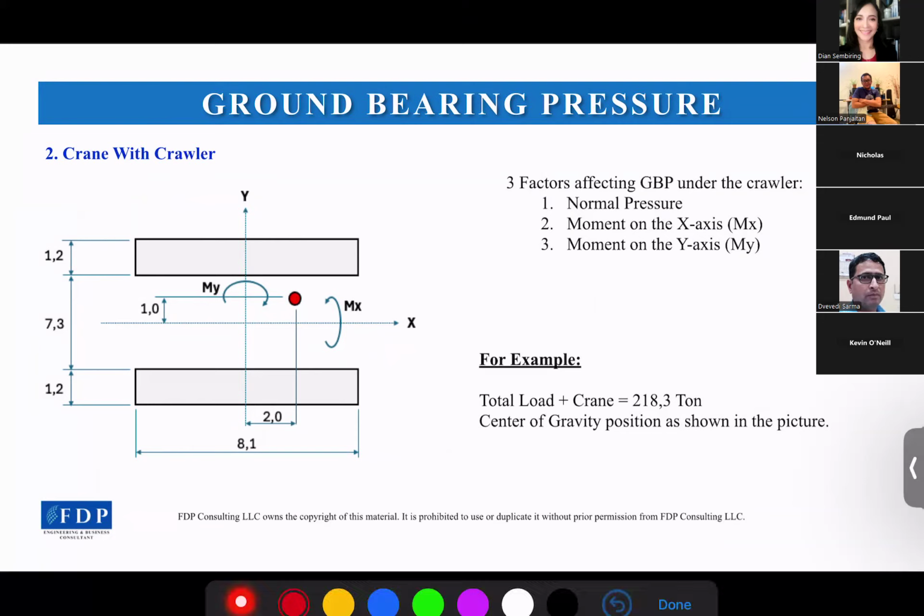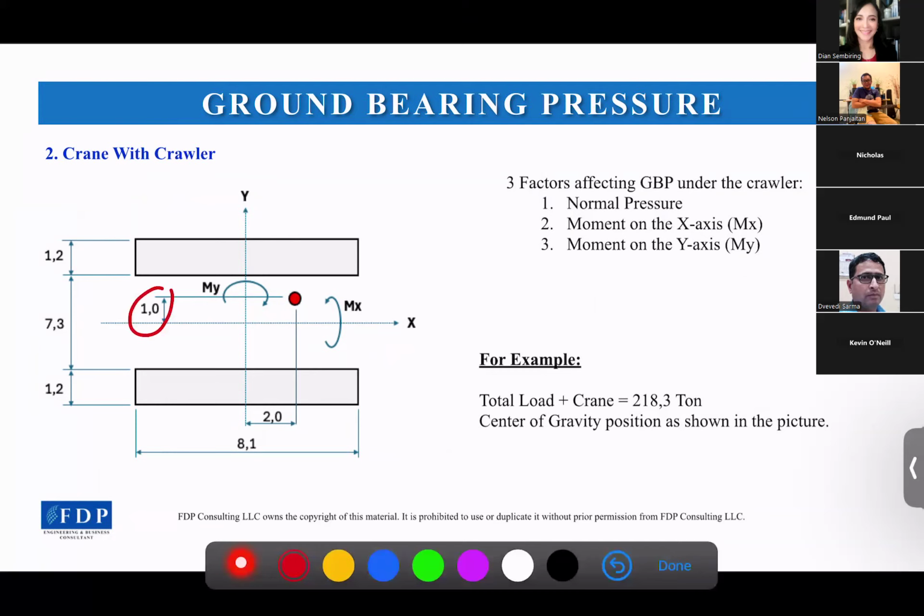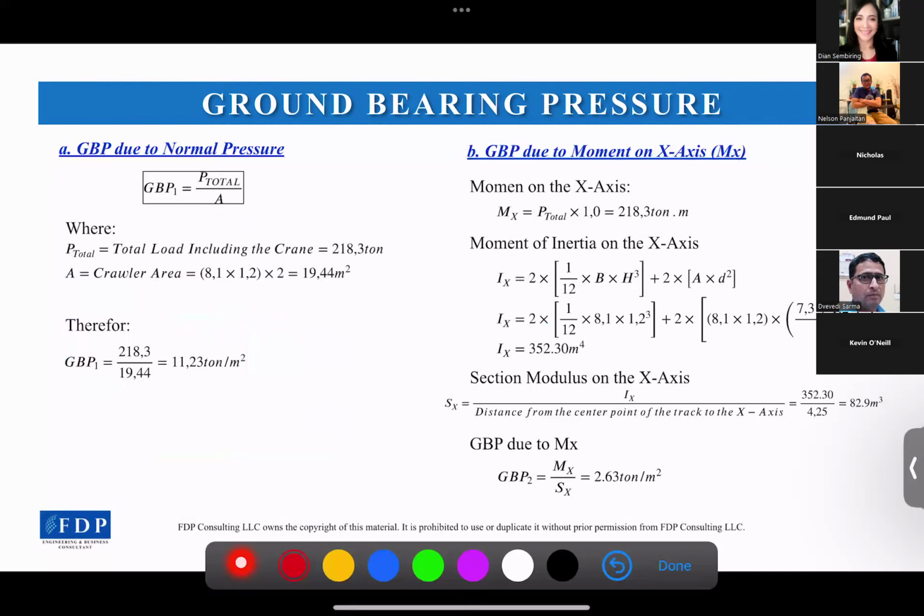Yeah, this one. Because this offset will cause the crane to rotate in the x direction like that. So for the moment, we got 218.3 times 1 meter. It is 218.3 ton meter. Now, how do we distribute this moment to the tracks?